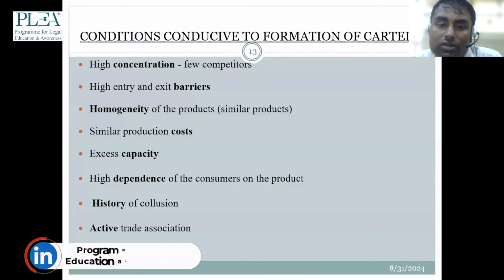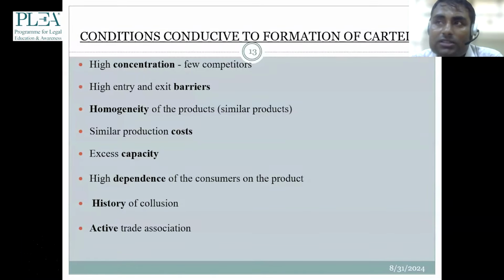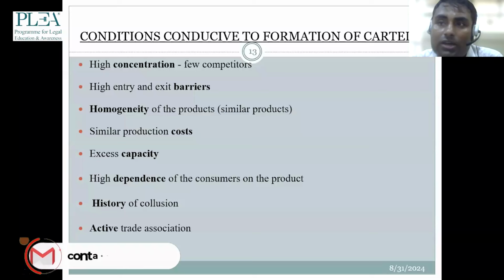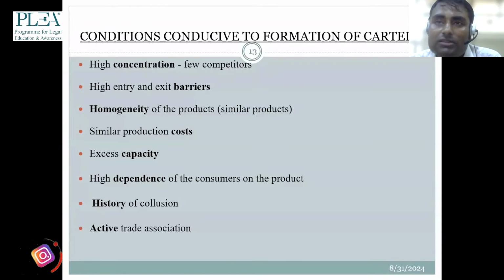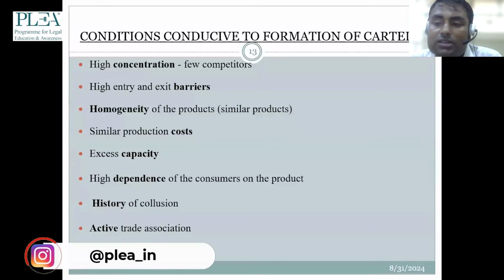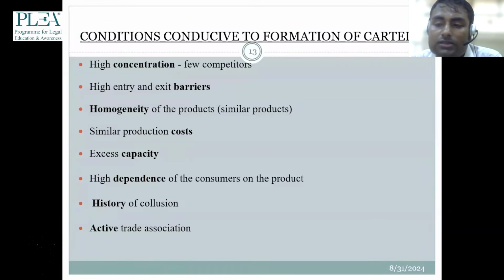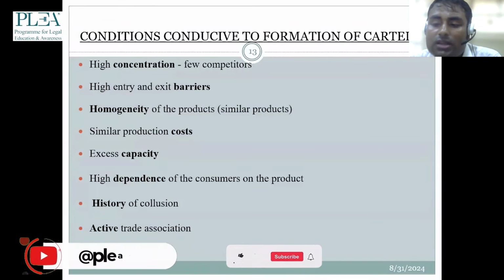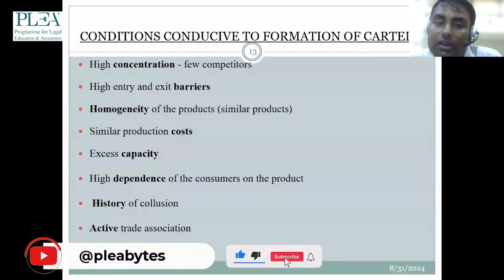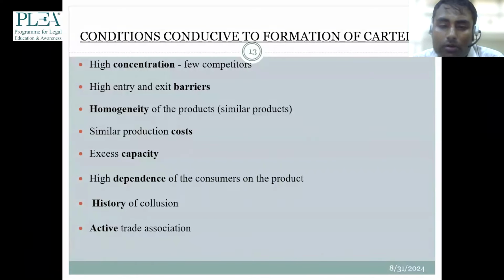First, high concentration of few competitors. If in a market only two or three big business names are there, then you can easily understand that this market is not fair enough. It will not give justice to the buyers, the product manufacturers, or the other people connected with it. Second, high entry and exit barriers. People or companies will join together and leave the market suddenly. That tendency is there.